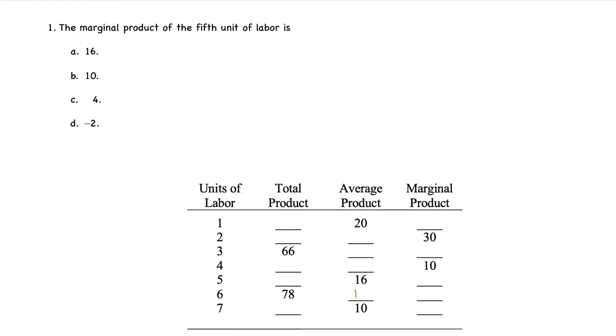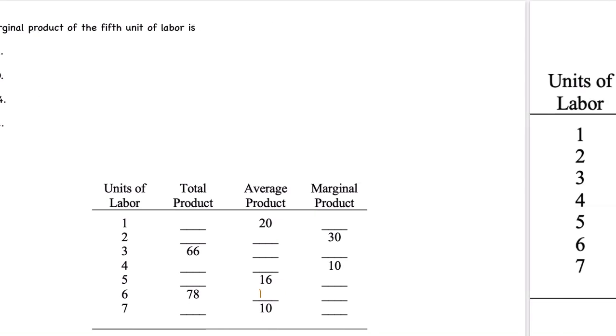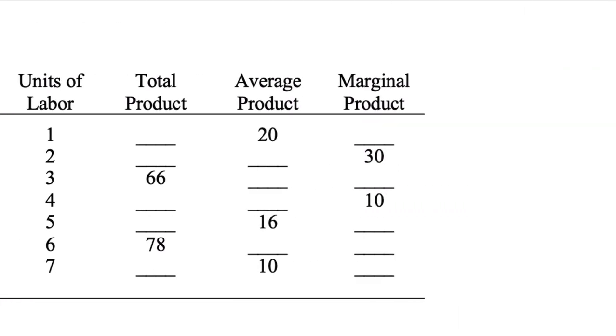The first question says the marginal product of the fifth unit of labor is, and then we're given a table. I am going to work the table out on a bigger slide just so it's a little bit easier to write on, and then we'll come back and answer this question. So this is the exact same table, just slightly larger. Our first one is units of labor, total product, average product, and marginal product.